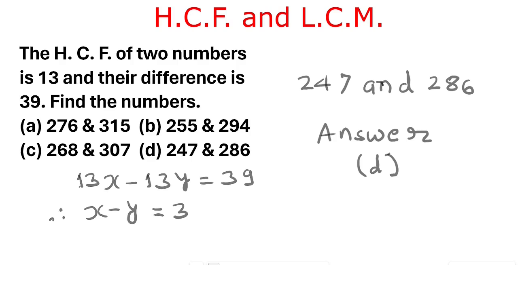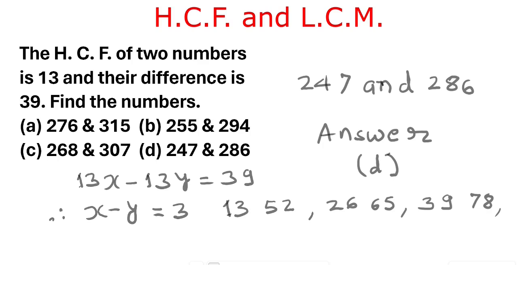For example, if the first number is 13, then second number will be 52. If first number is 26, second number will be 65. If first number is 39, then second number will be 78. And this way we can go on finding the numbers. So there will be many such numbers satisfying the given condition in the questions.